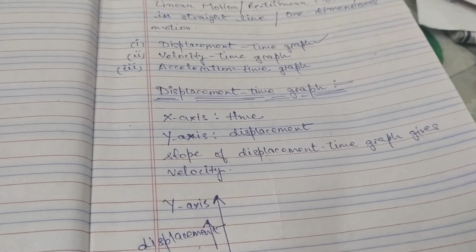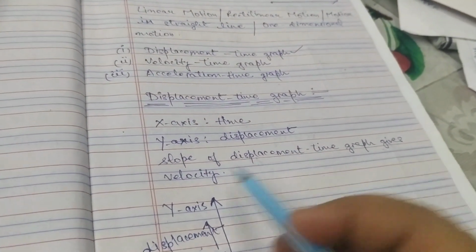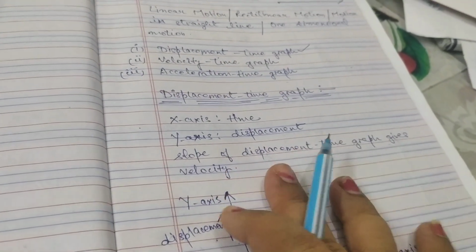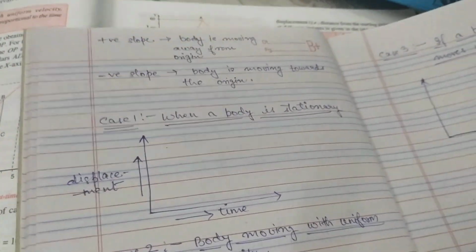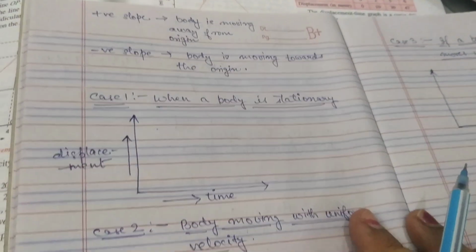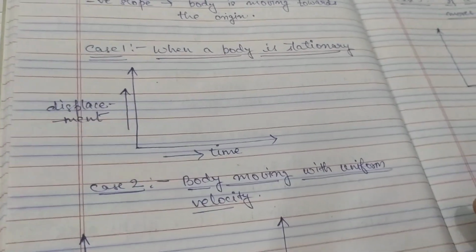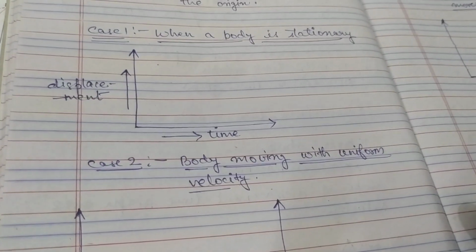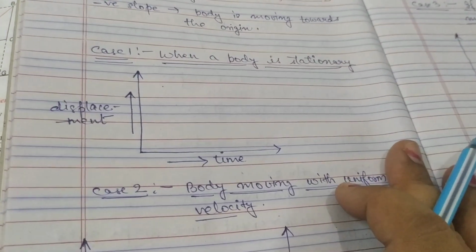Okay, so this thing we will be discussing later on, that slope of a displacement time graph gives velocity. This I have just written for you all, but we will be discussing it later on. So chalo, about the slope we'll see later on. So let us discuss the first case, when a body is stationary. I have already drawn the axis. When a body is stationary, okay.